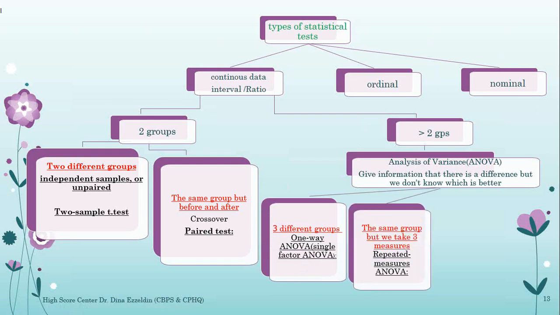If we take three measures from the same group, it's repeated measures ANOVA. So it's the same group, and we will take three measures. It will be repeated measures ANOVA.